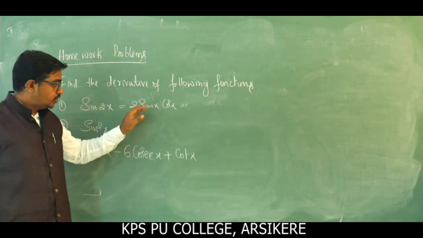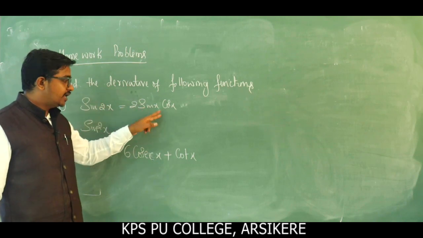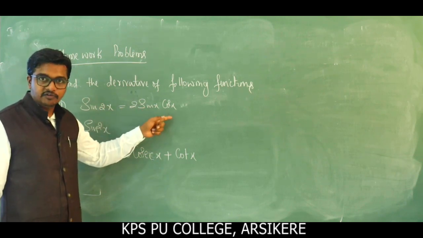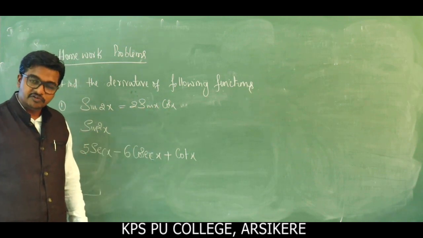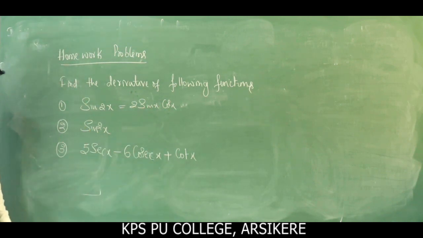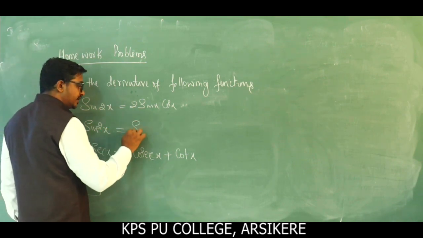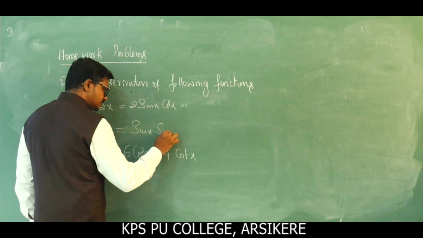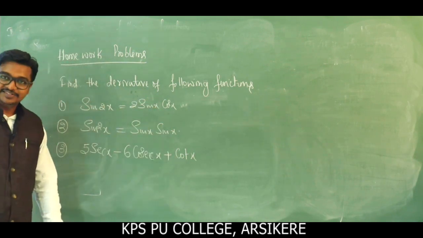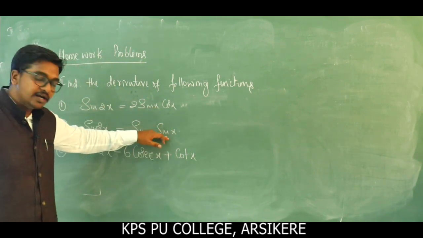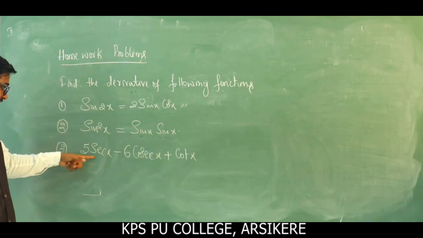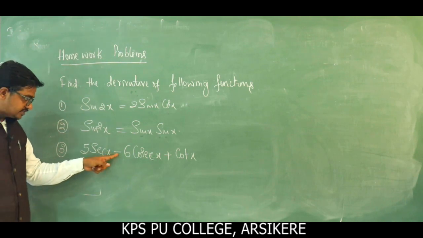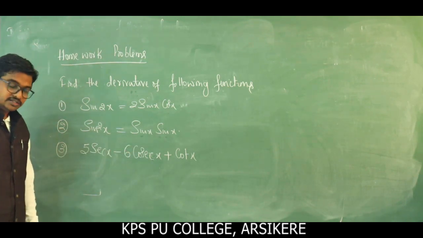Apply the derivative. 2 is a constant, take it out of the derivative. Sin x into cos x is a product of two functions. First function into derivative of second plus second into derivative of first function. And similarly for the second one we have sin square of x. Sin square of x can be written as sin x into sin x, right? First function into derivative of second plus second into derivative of first function. Understood, children?